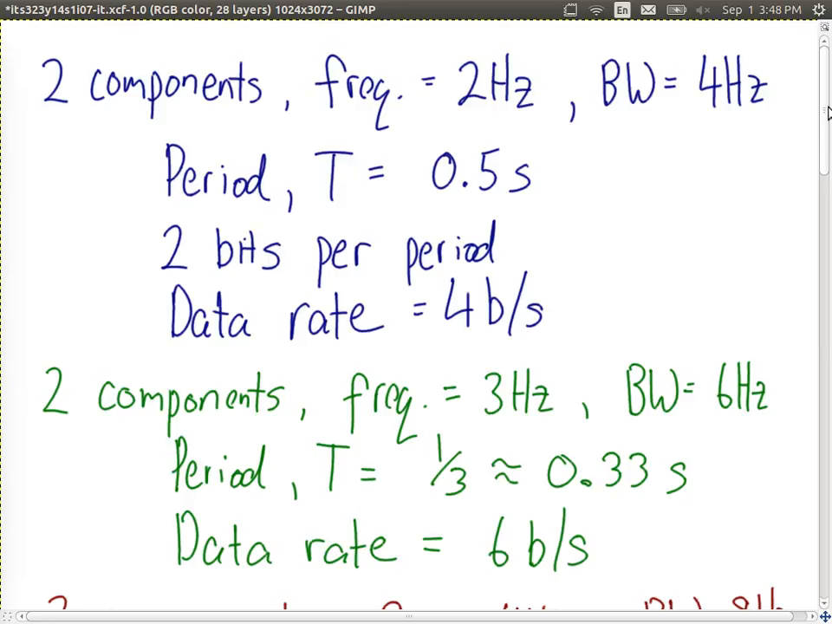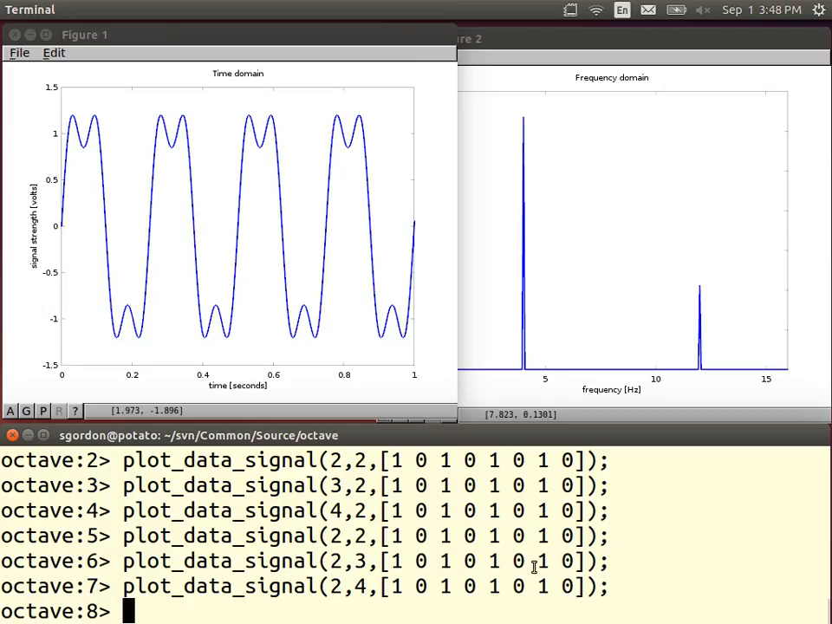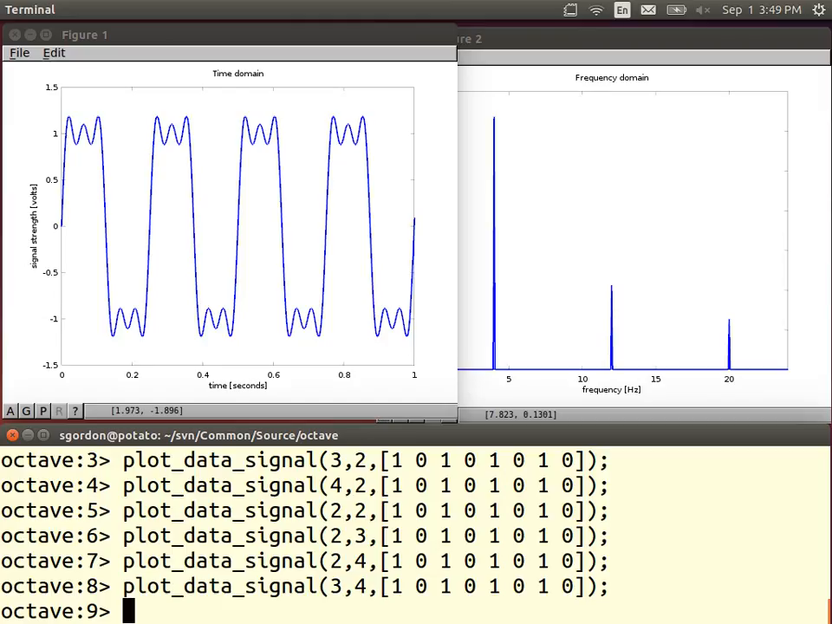Let's do one more. We've done a frequency of 2 hertz, 3 hertz, and 4 hertz with 2 components each. Now let's do the same 4 hertz signal with 3 components. Three components, 4 hertz. The bandwidth goes from 4 up until 20. The bandwidth is now 16 hertz.